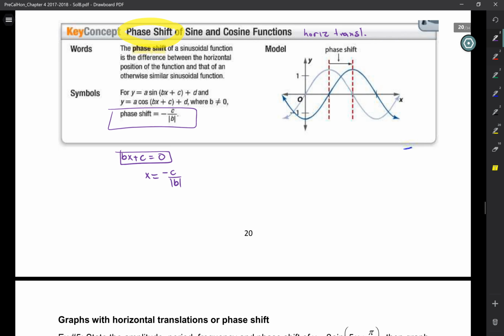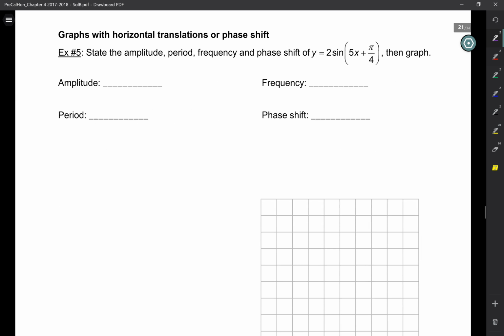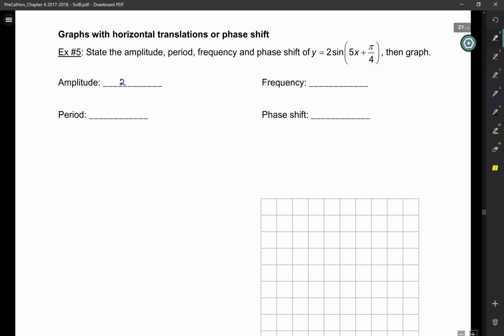All right. So that's the phase shift. So let's do a little bit of phase shift business. Okay? Finally now, this is a good function. So what's the amplitude of this function? 2. What's the period of this function? 2 pi over 5, right. I'm a little slower today. And the frequency, sorry, the frequency is the reciprocal, 5 over 2 pi.